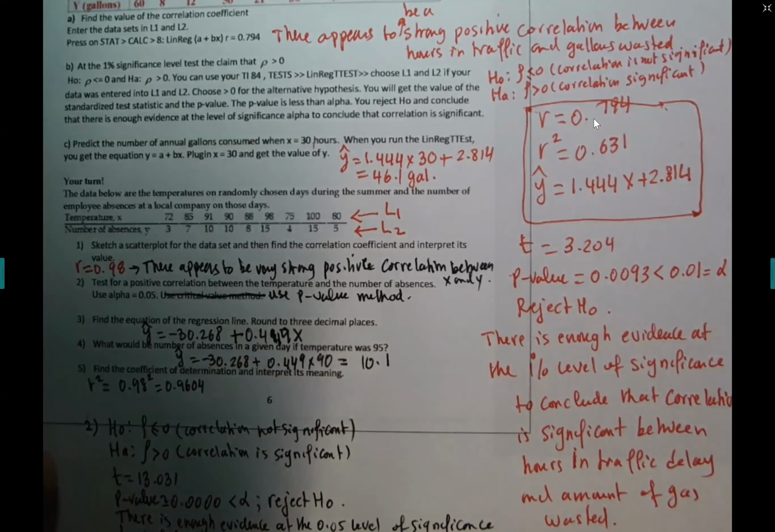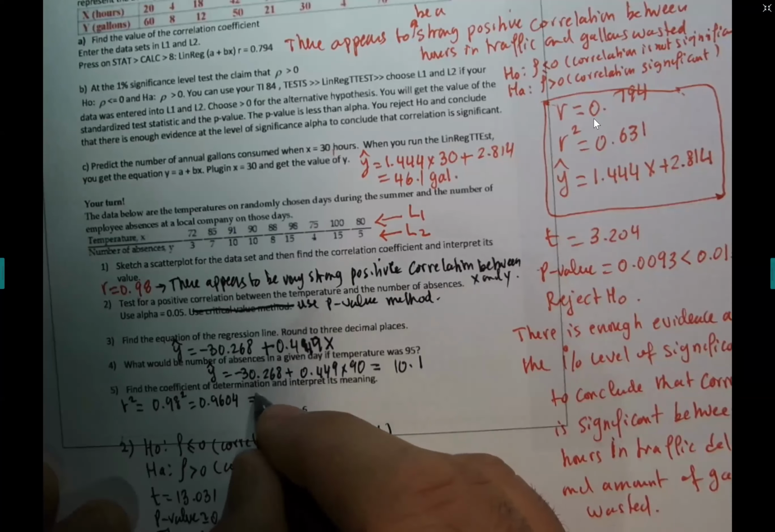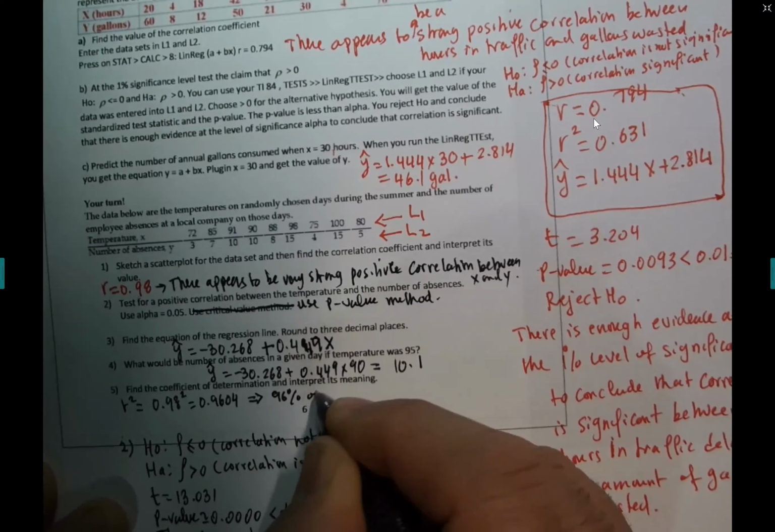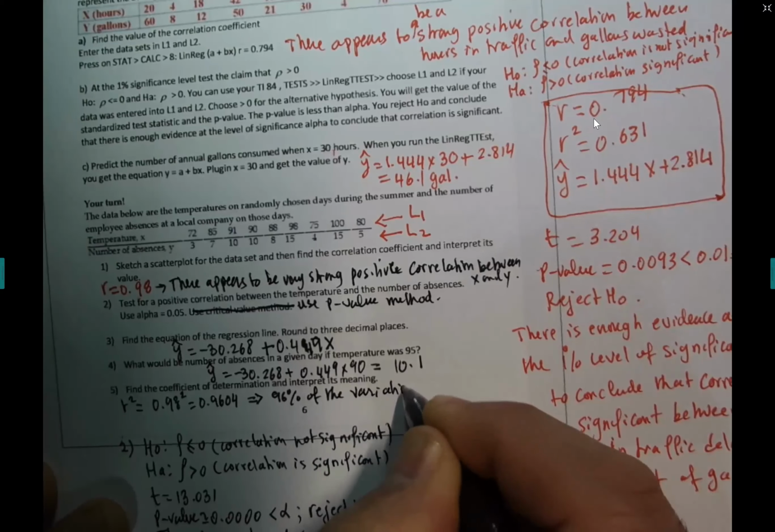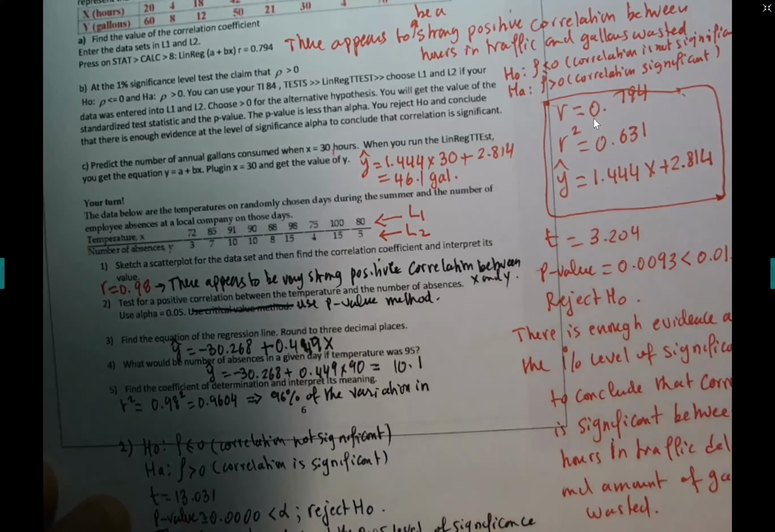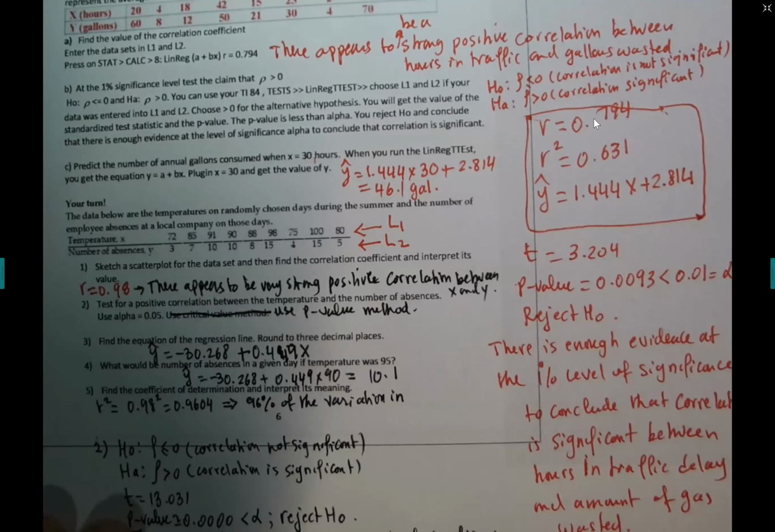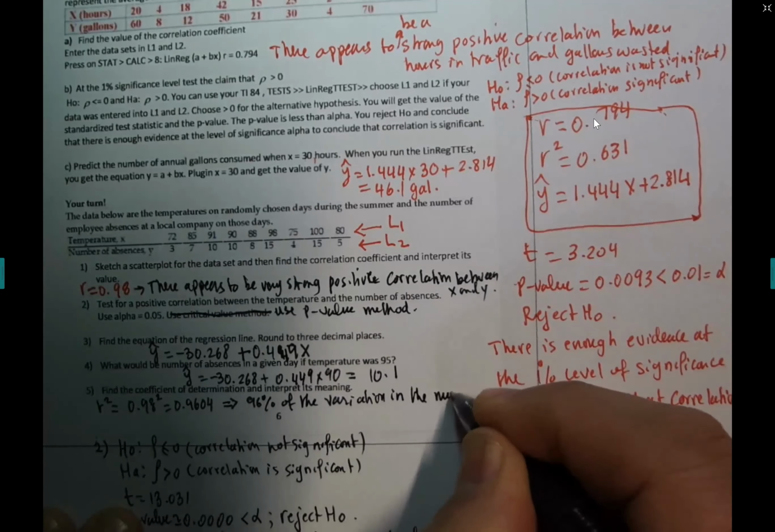Okay, how do you interpret this one? Let me interpret the meaning. 96% of the variation in, can someone complete this for me? What do I say? 96% of the variation in what variable? The number of absences. Very good. In the number of absences.